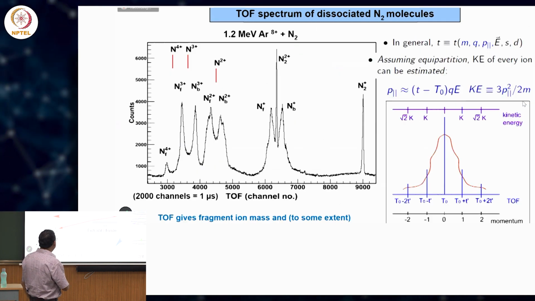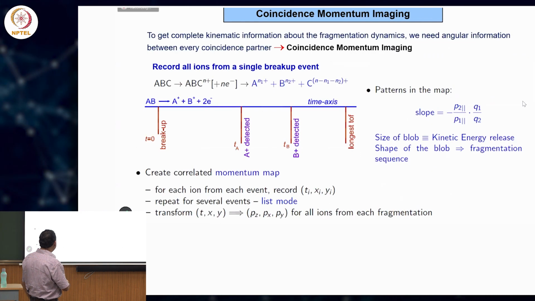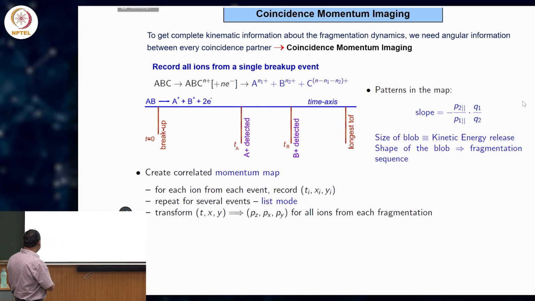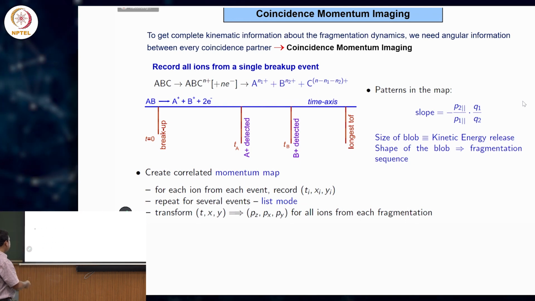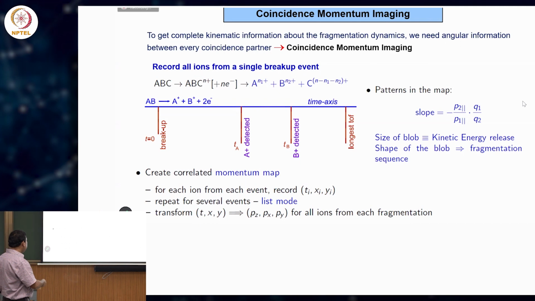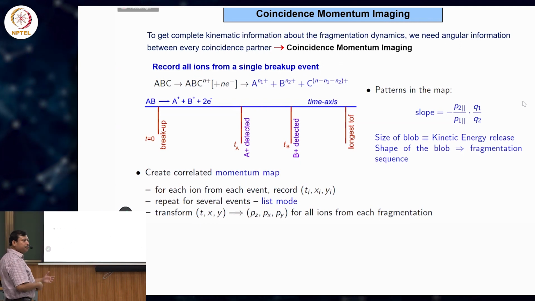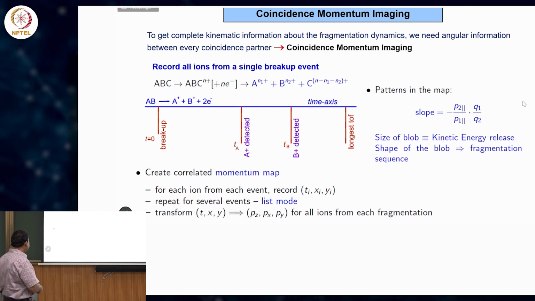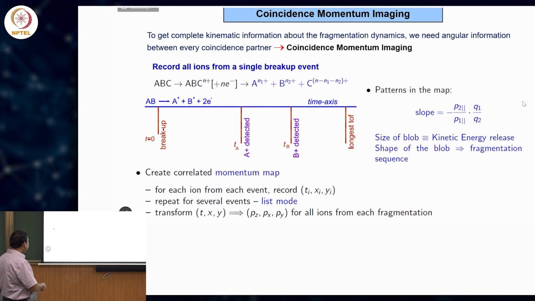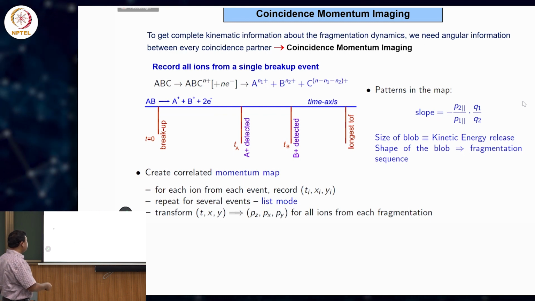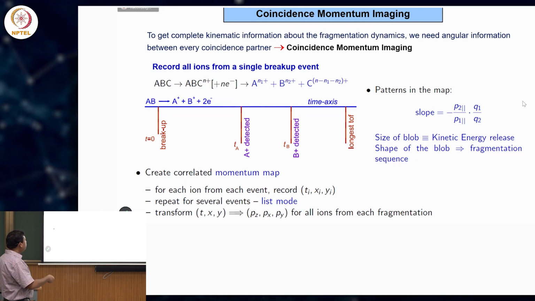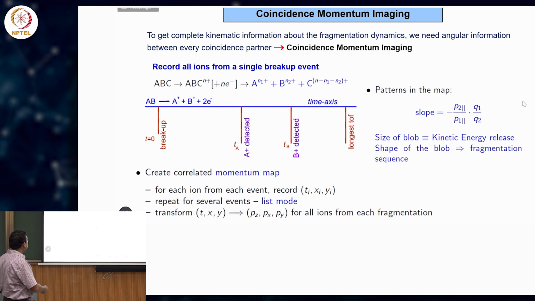Okay, so from time of flight, we do need coincidence momentum imaging: for each ion, each event, record T, X, and Y. Repeat for several events. That means you have a list mode, so you have event by event. You gather and build up your statistics, and then transform this X, Y to PX, PY, PZ for all ions for each fragmentation. And then from the pattern itself, you can get some slopes. So I can tell you one slope over here.